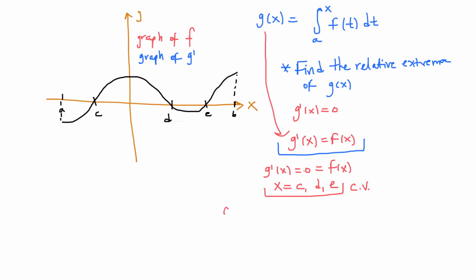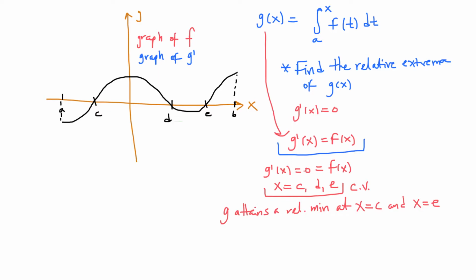So g attains a relative min at x equals c. Now, does that happen at D also? No, but it happens again at E. G prime changes from negative to positive. So that would be one other location. So g attains a relative minimum at x equals C and x equals E.